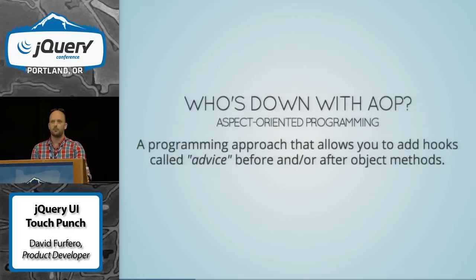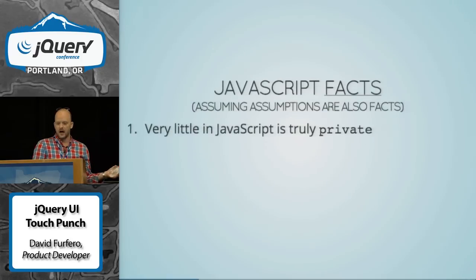So, who's down with AOP? Who here knows what aspect-oriented programming is? Quack if you know what AOP is. Yeah. So for those of you who don't, it's a programming approach that allows you to add hooks called advice before or after object methods, allowing you to make modifications, insert logging calls, whatever you'd like, however you'd like to modify the code, update it for a different environment.